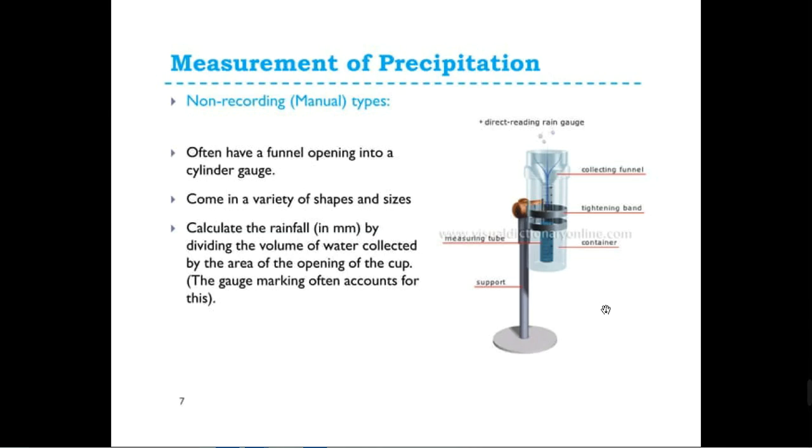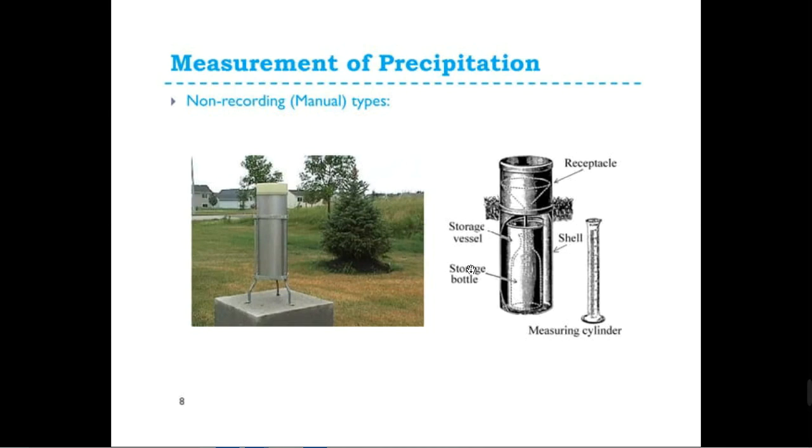Measurement of precipitation, non-recording manual type. They often have one funnel opening into a cylinder. Gauges come in a variety of shapes and sizes. Calculate the rainfall by dividing the volume of water collected by the area of the opening of the cap. This is the recording manual type. These are the measurement of precipitation instruments.